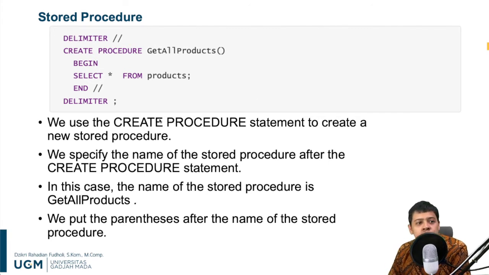Next, we are going to use the create procedure statement to create a new stored procedure. So we have here create procedure, and then we specify the name of the stored procedure after the create procedure statement. We see here getAllProducts. So this is the name of this procedure. We put the parentheses after the name of the stored procedure. I think this query is quite common in the programming world.